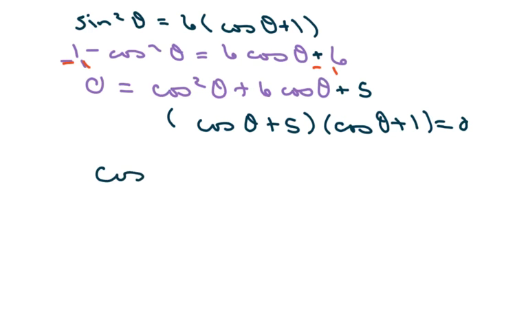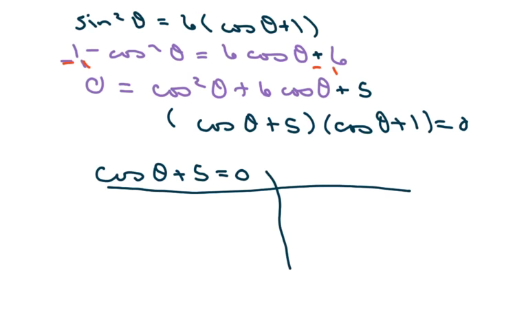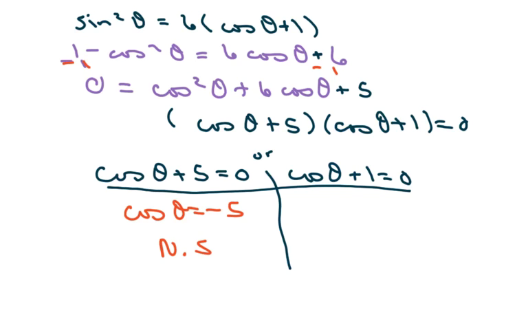I separate this out. That's your OR. Now, here we have cosine of theta equals negative 5, which is not possible. No solution on this side. And on the right, we have cosine of theta equals negative 1, which is basically pi. So theta is pi, and we only have one solution here, which is pi.